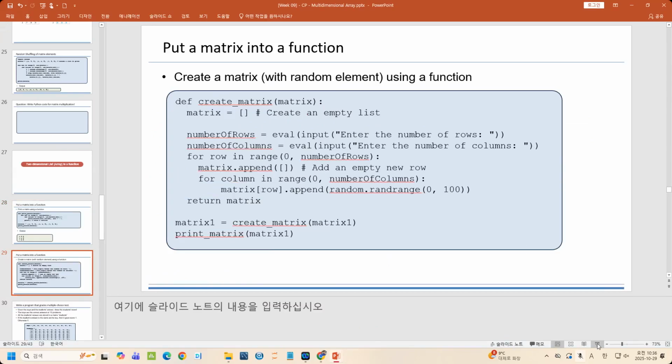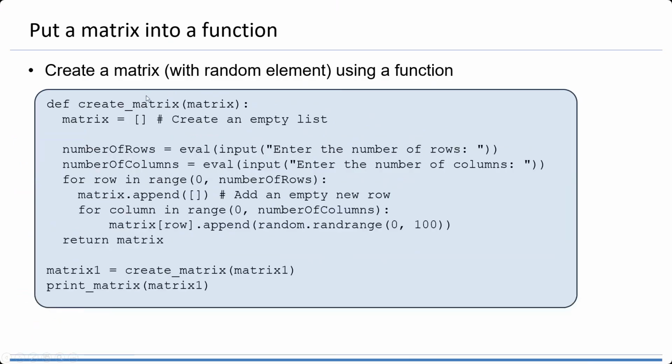And let's suppose I want to create a matrix. Because creating the matrix requires some steps, for example, I can use random. Then I want to make it a function. So whenever I want to create a matrix, I just call the function. The function name is create matrix.